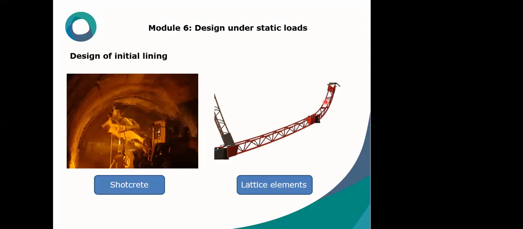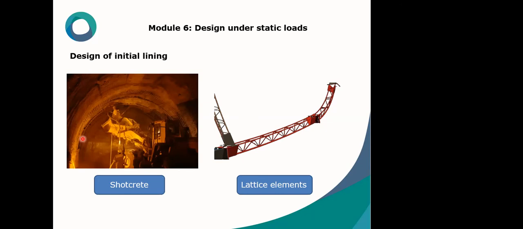Here, look at the right picture. These elements are called lattice girders. These are prefabricated elements built outside the tunnel and then brought inside and installed. These are, in fact, prefabricated rebars in the shotcrete, and initial lining is composed of shotcrete and lattice girders. Here in this picture, you can see the lattice installed in the tunnel and the shotcrete that is covering it. These have been developed for special demands in the field of tunneling.